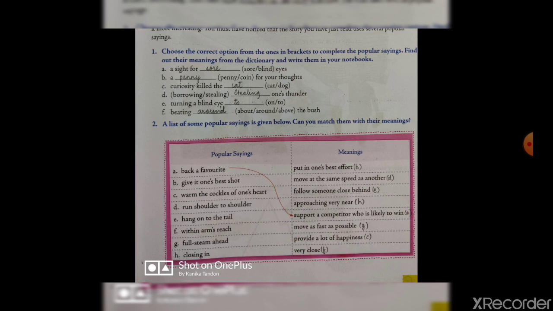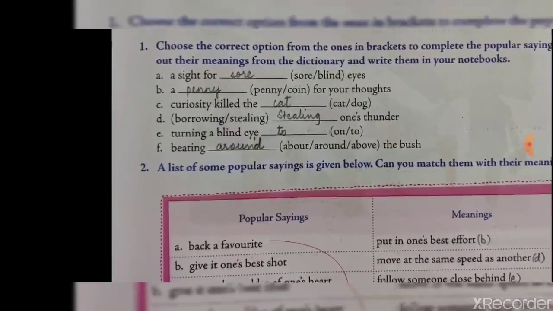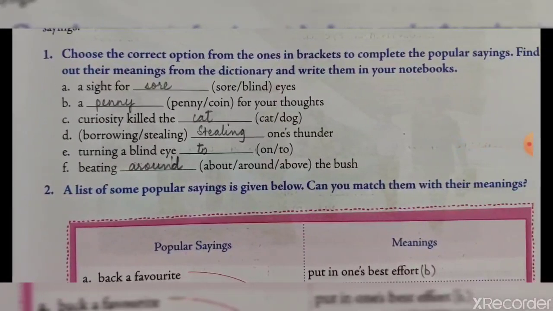curiosity killed the cat. Borrowing or stealing one's thunder. This is stealing one's thunder. Running a blind eye on or to. So running a blind eye to. Alright, and the last one is beating around, about or above the bush. So beating around the bush.